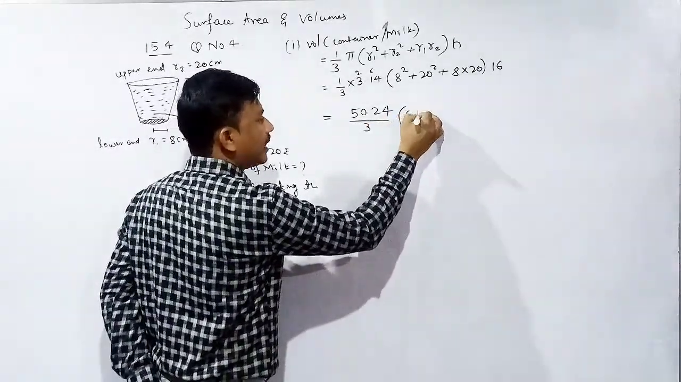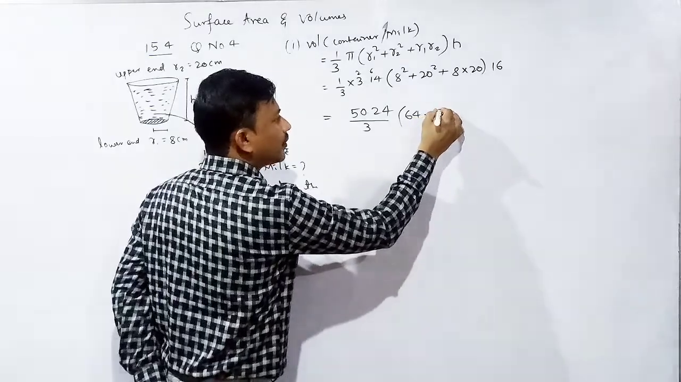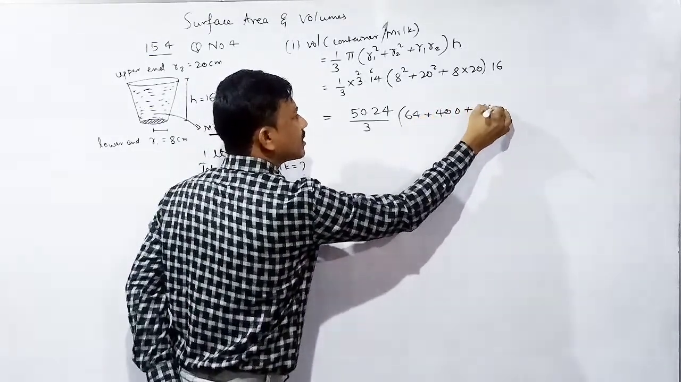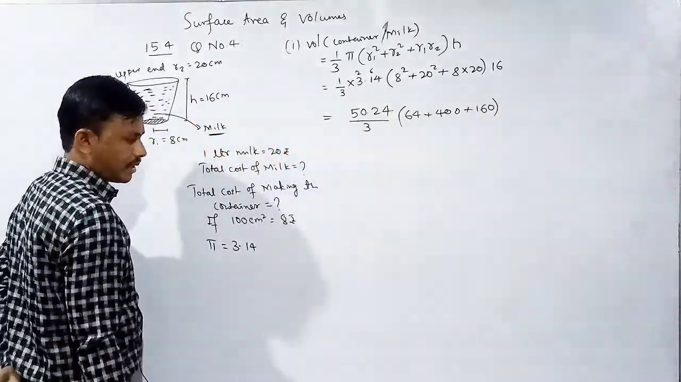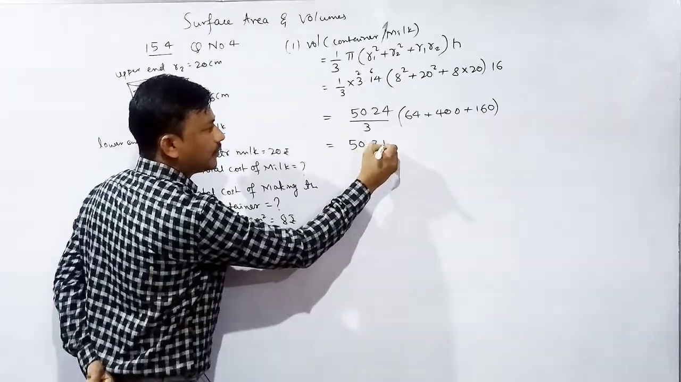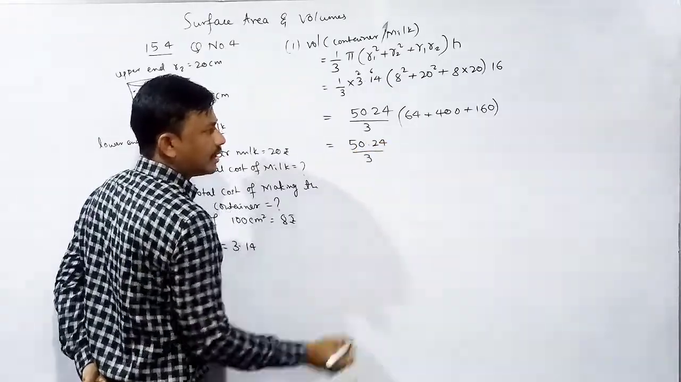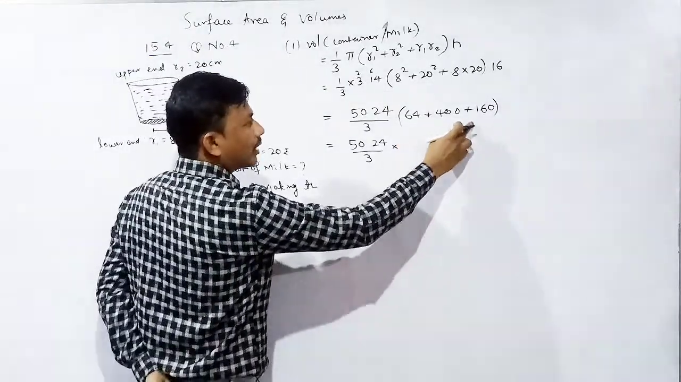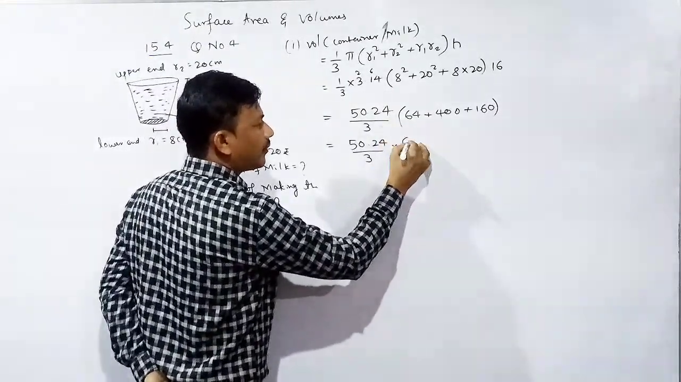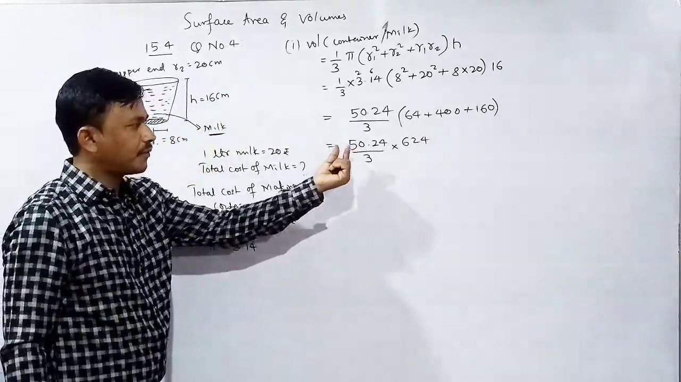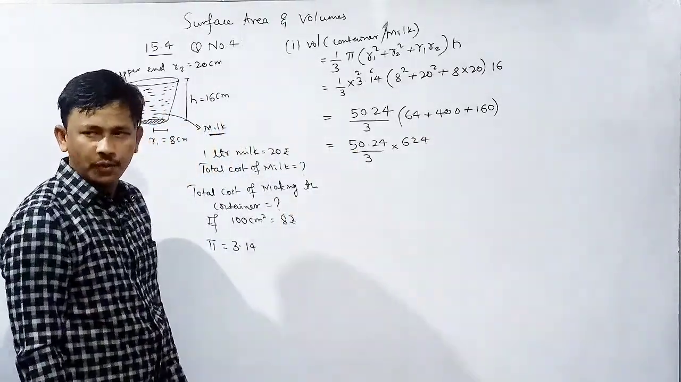8 8s are 64, 20 20s are 400, 8 2s are 16, 160. This is equal to 50.24 divided by 3 into 560, 624. Okay. Multiply 624 with the 5024.